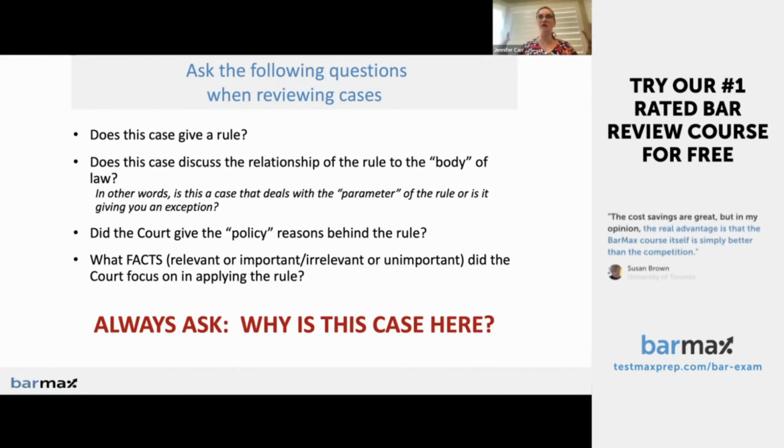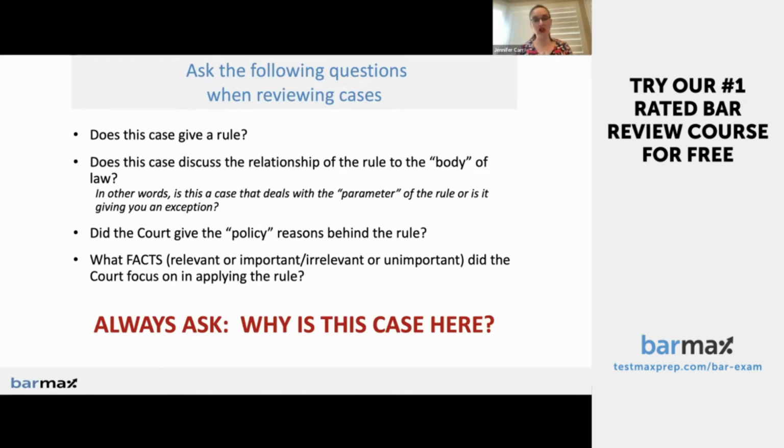So I want you to get your class notes. I want you to get your textbook. I want you to get your syllabus, and I want you to get the case briefs that you have. And I want you to look at the cases, and I want you to ask yourself, why is this case here? Why did the casebook editor put this case in the casebook? Why did my professor want me to read it?